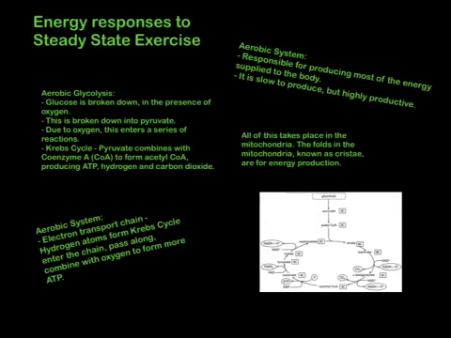Hydrogen atoms then leave the Krebs cycle. They enter the chain known as the electron transport chain. They pass along and combine with oxygen to form more ATP. All of these processes take place in the mitochondria. The folds in the mitochondria, known as cristae, are for energy production.